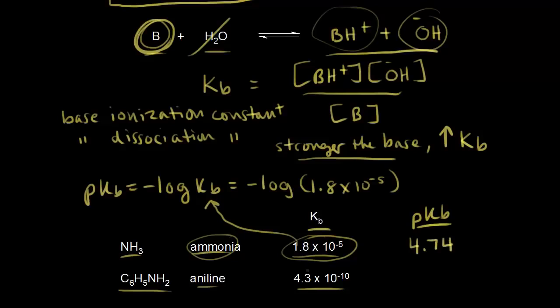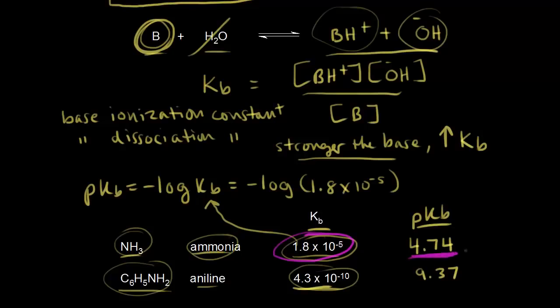And you could do the same calculation for aniline and plug in this Kb, and you would get a pKb of 9.37. So comparing two weak bases, ammonia and aniline, ammonia is the stronger of the two because it has a higher value for the Kb. And notice that the pKb is a lower value. So once again, analogous to what we talked about for pKa. So next, we'll do a calculation for a solution of ammonia.